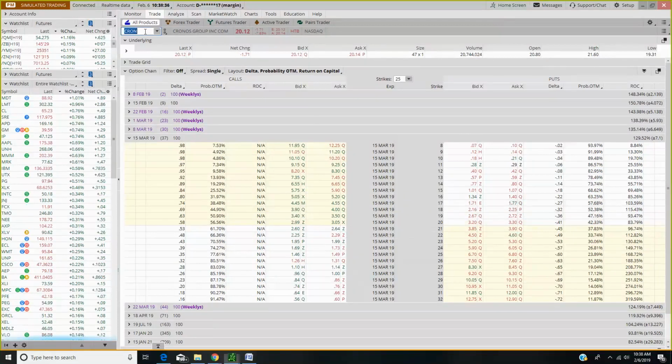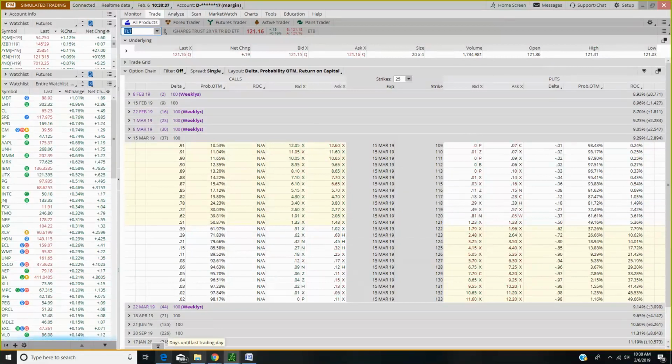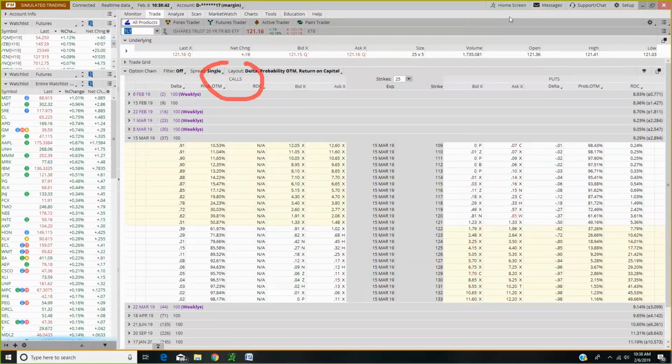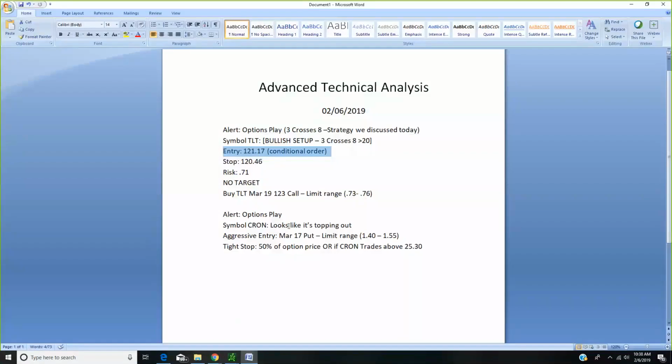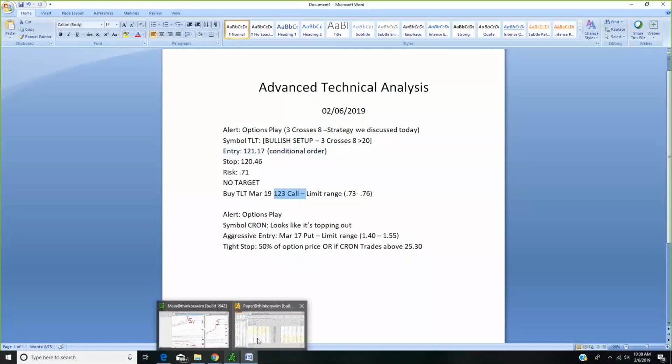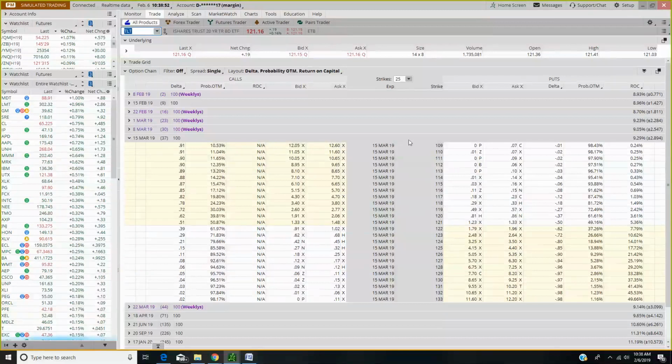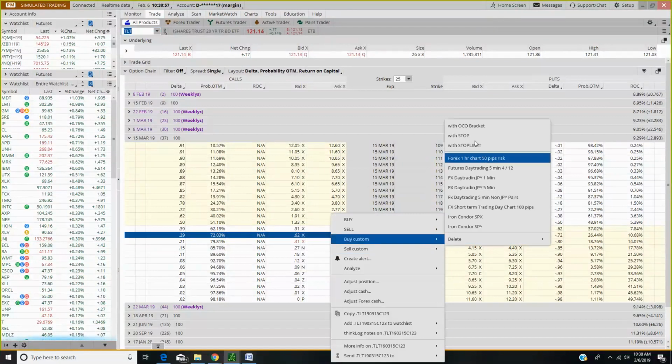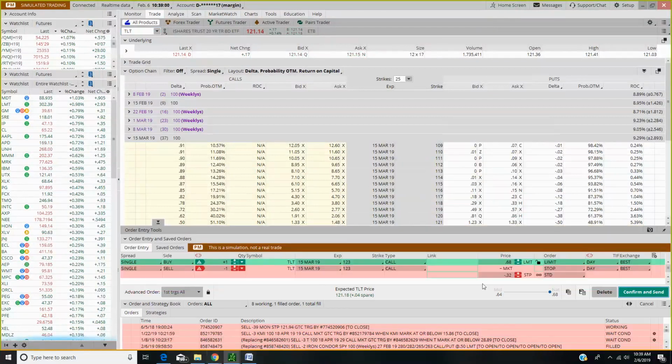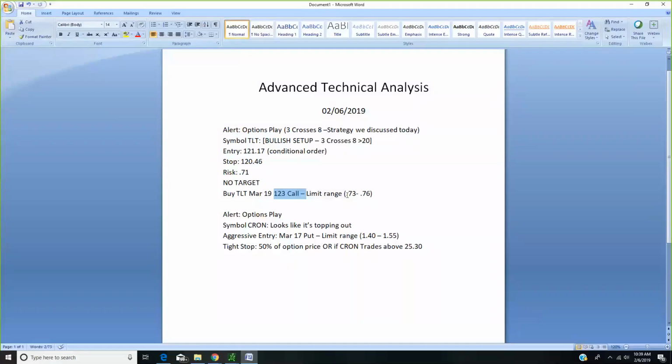My bad. TLT. Let's go back to TLT. TLT is call side. Okay, because I wanted to go up. So right here, we're going to buy the 123 call. So that was right here. It was this area, and it was the 123 call. So you would have gone to the 123 call, and you would right-click, buy custom with stop. Okay, you can actually still do this because it's at 68 cents right now. And so what I'm telling you is don't pay more than this.